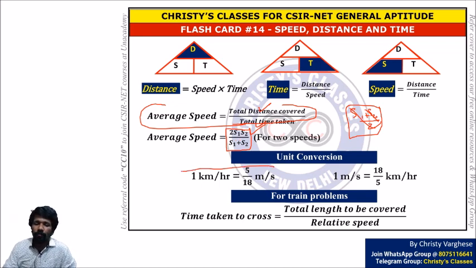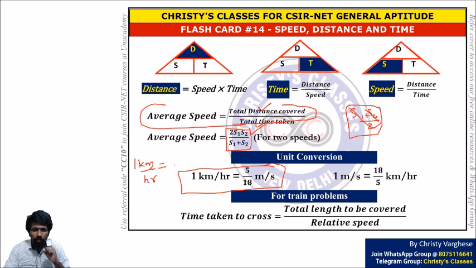And you should be familiar with the unit conversion you learned in school days. Kilometer per hour to meter per second, that may be needed in many questions. So 1 kilometer per hour is 5 by 18 meter per second. Again, no need to by heart that. Kilometer per hour means kilometer by hour.